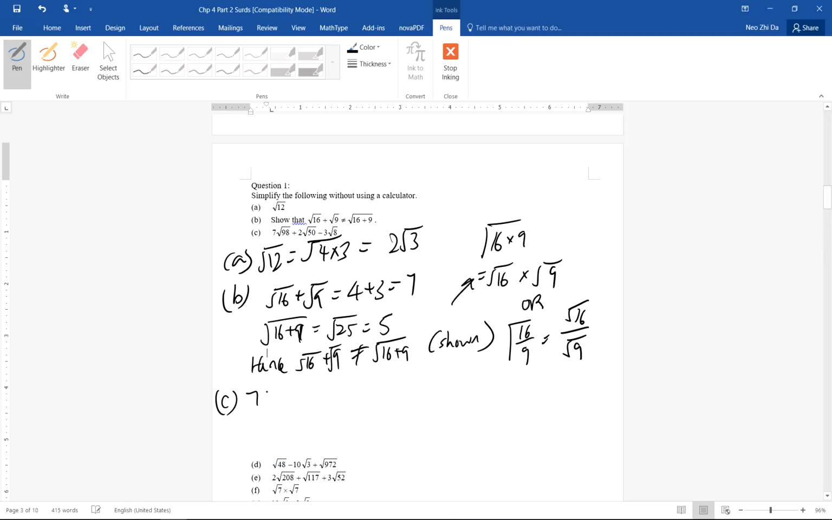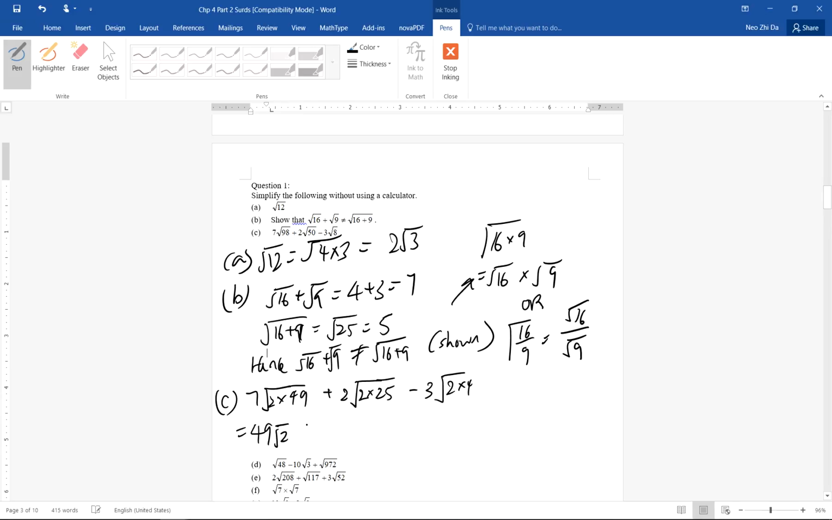7 square root 98 can be broken down into 2 times 49, plus 2 square root 50 can be broken down into 2 times 25, minus 3 square root 8 can be broken down into 2 times 4. Now, square root 49, answer is 7. 7 bring out, 7 times 7 give you 49.